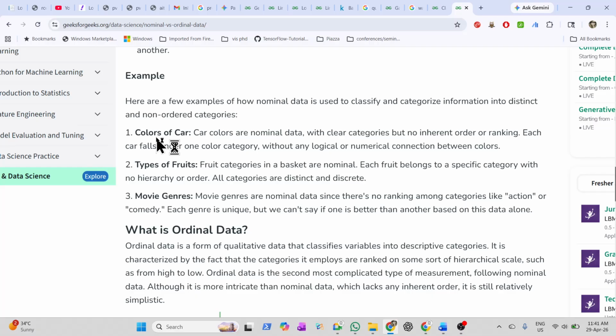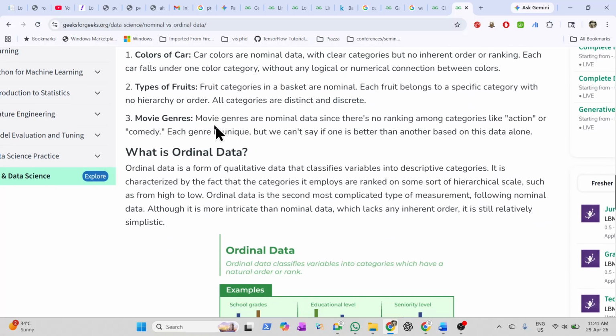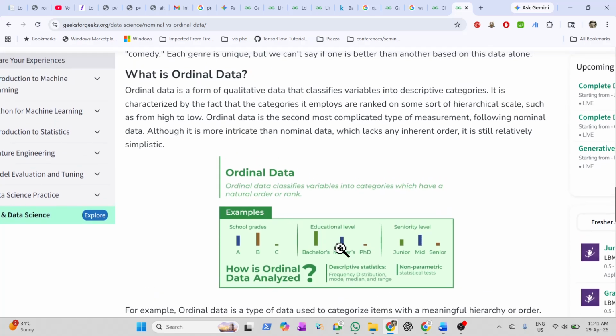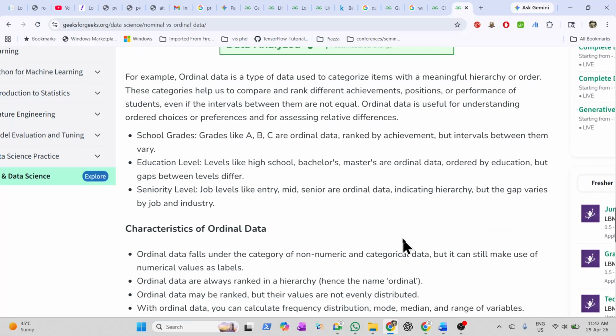Nominal data examples include the color of a car. There is no hierarchy, there is no comparison. Can you say that red color is greater than white color? No. Or is white color greater than red? No. Types of food, movies, these are examples of categorical data. Ordinal data is where we have, for example, school grades: first standard, second standard, third standard. Here we have some kind of levels. Educational level: bachelor's, master's, PhD. Again we have levels: seniority level, junior, mid level, senior.